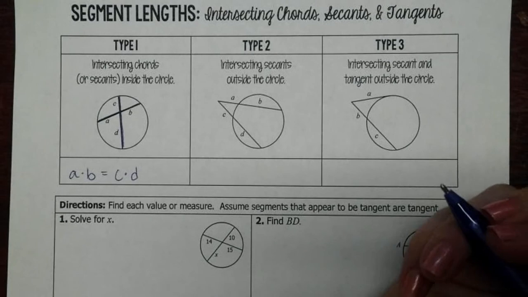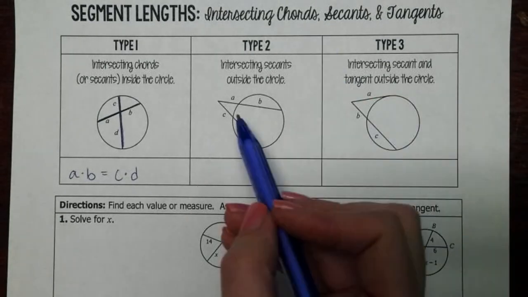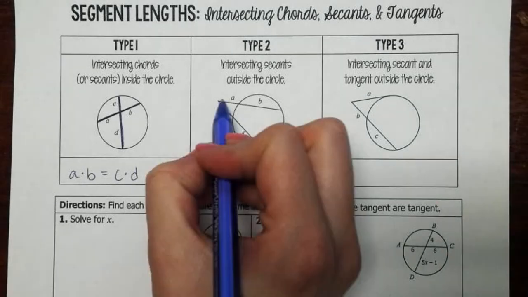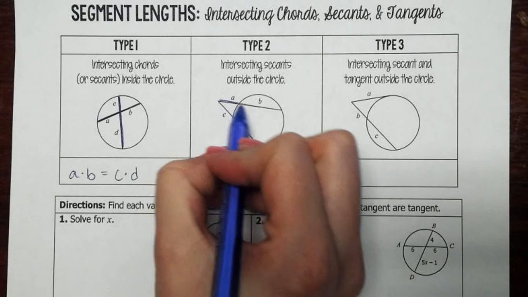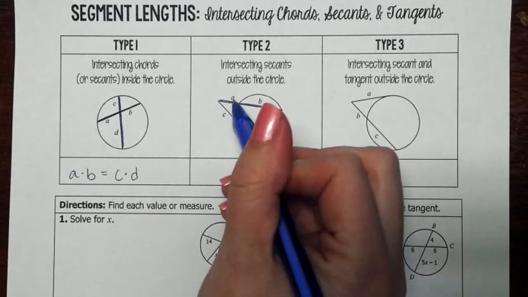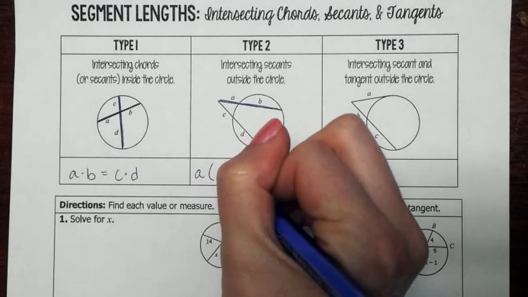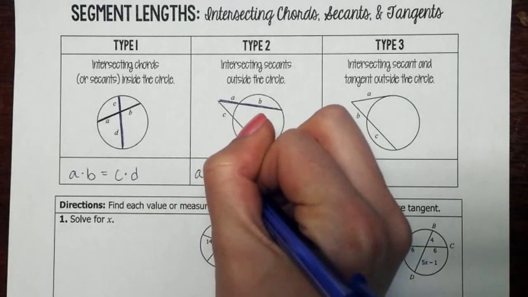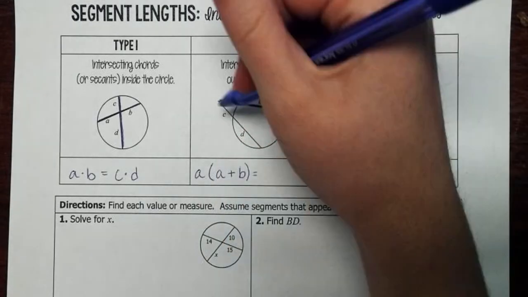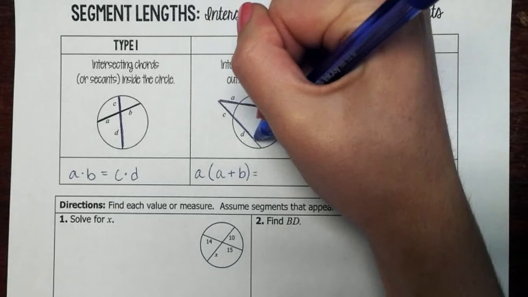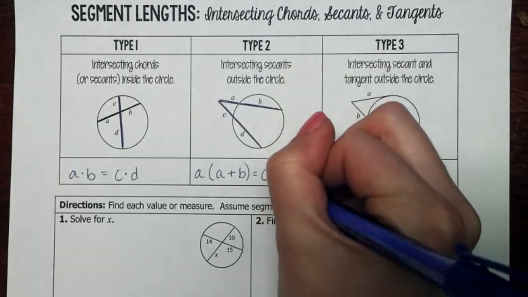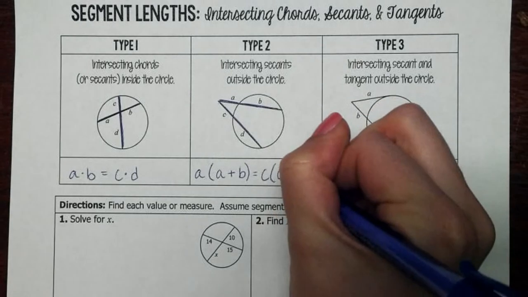So type 2, where you have a secant here and another secant. You're going to start with one. I'm going to pick this top one to work with first. And what you're going to do is take the piece on the outside, A, and multiply it by itself plus the piece on the inside. And that's the same way you're going to set up the other secant. You're going to start with the outside piece, C, multiply it by itself plus the inner piece, which is D.